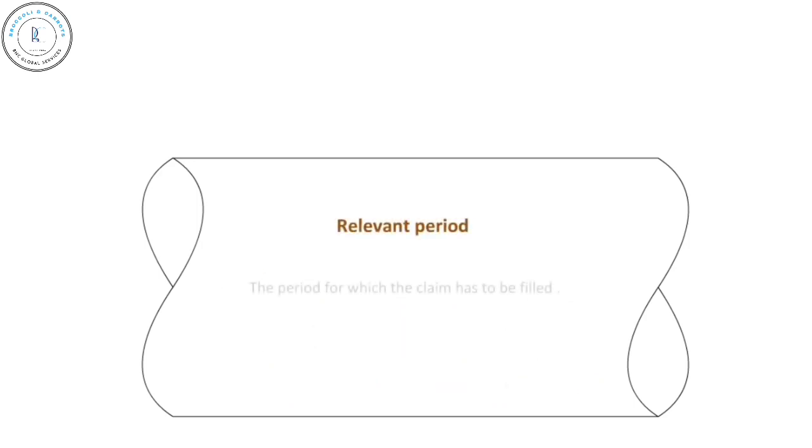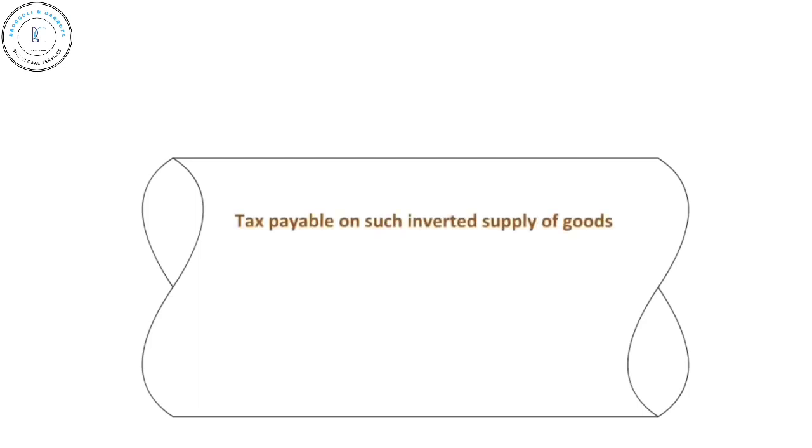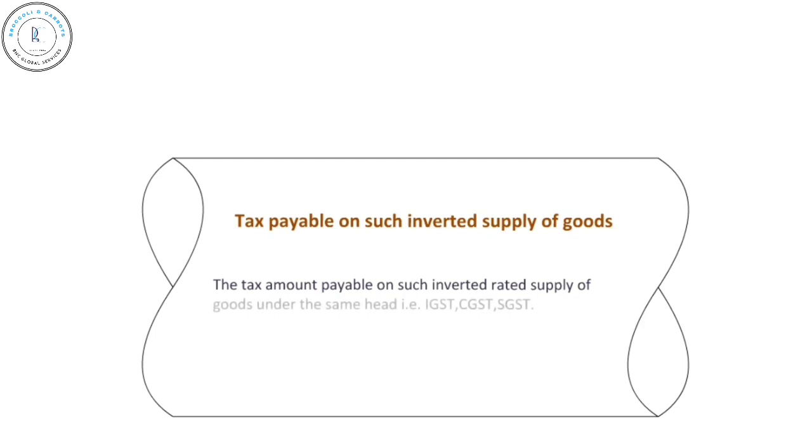Relevant period: the period for which the claim has to be filed. Tax payable on such inverted supply of goods: the tax amount payable on such inverted rated supply of goods under the same head, that is IGST, CGST, SGST. In the example, it is 1,400 into 5% equals 70 rupees.